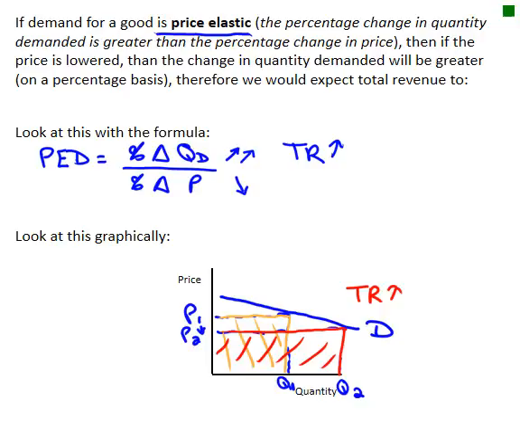So percentage change in quantity demanded over percentage change in price. Now let's go back and see what happened. The percentage change in quantity demanded is greater than the percentage change in price. So we're going to have the price lowered. Before we go any farther, we know that because of the law of demand, if the price decreases, quantity demanded is going to increase. But now I want to see which change is relatively bigger. So if the price is lowered, then the change in quantity demanded will be greater here. So let's give this 2 arrows.